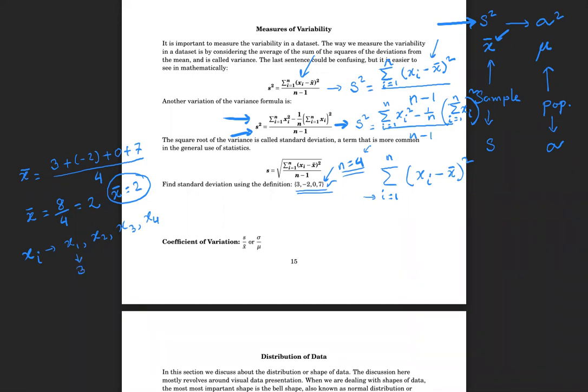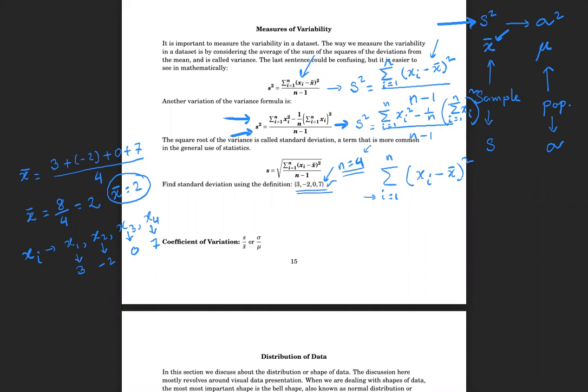Second data point is -2. Third data point is 0. And the fourth data point is 7. So my x1 is 3, x2 is -2, x3 is 0, x4 is 7.